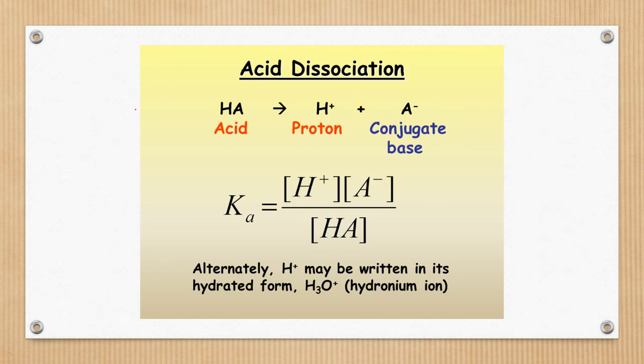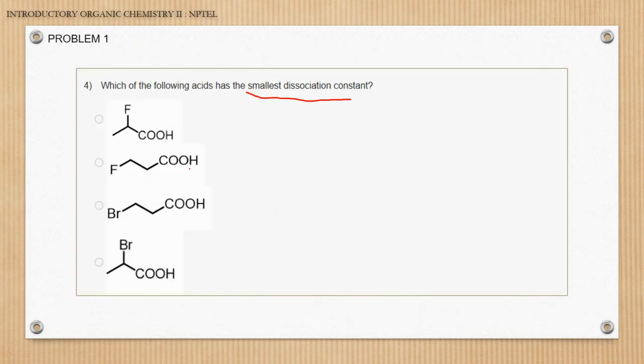So, the amount of H plus which the acid releases on dissociation, if the concentration of H plus is high, then we say that the dissociation of the acid is high. So, dissociation of an acid directly depends on the concentration of the hydrogen ion which it releases in water. The tendency of an acid to release this H plus is known as the dissociation constant.